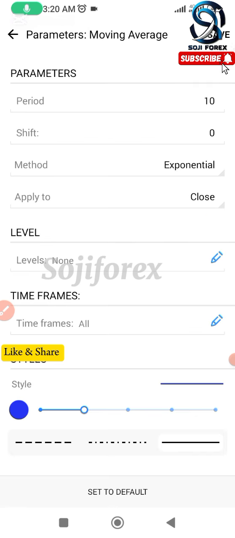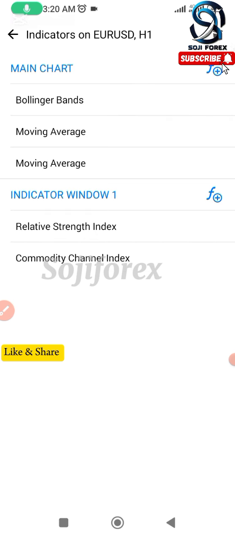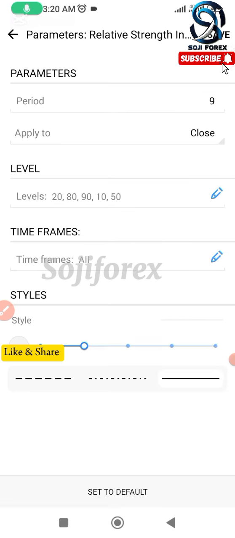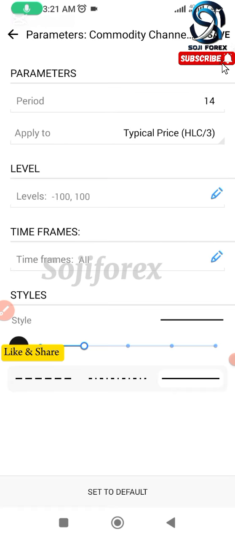Then I have another moving average. The period is 10, the shift is 0. The method is exponential as well. Then here is my relative strength index, as you can see, and my commodity channel index.